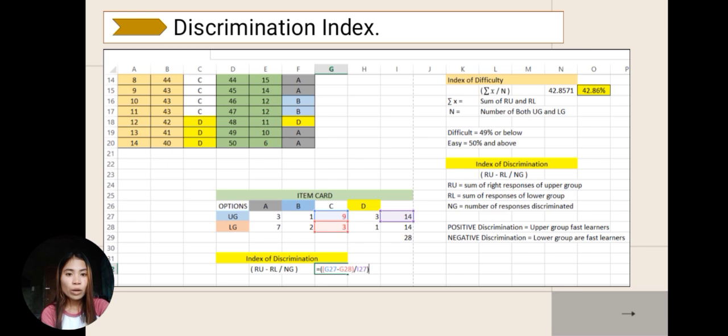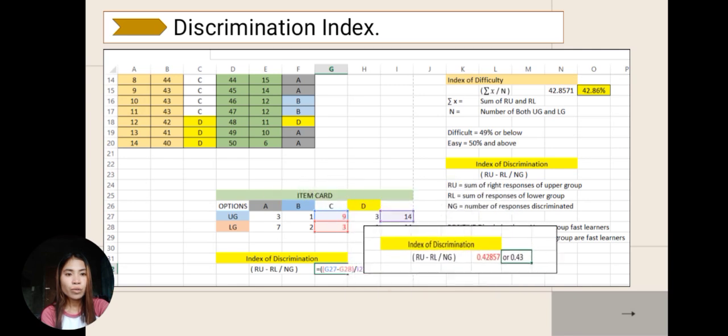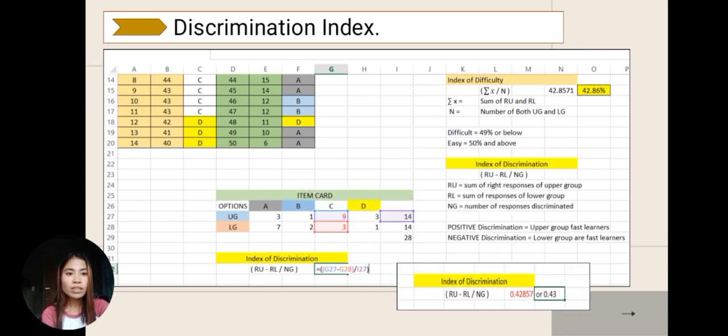Then what we only need to do is also to select those cells and compute for the discrimination index, typing it in through functions. So we have the value of our index of discrimination as 0.43. Note that when our discrimination value is positive, the upper group is the fast learner, and when it is negative, the lower group are fast learners.